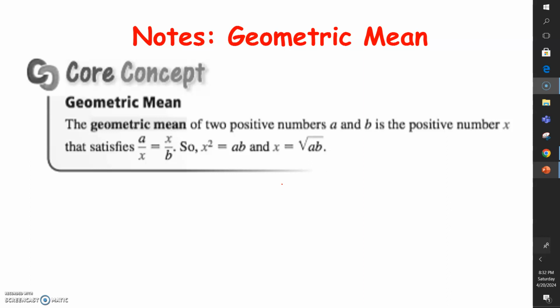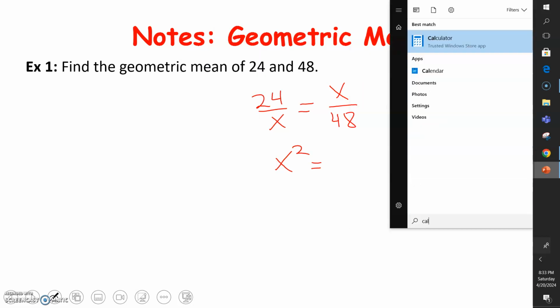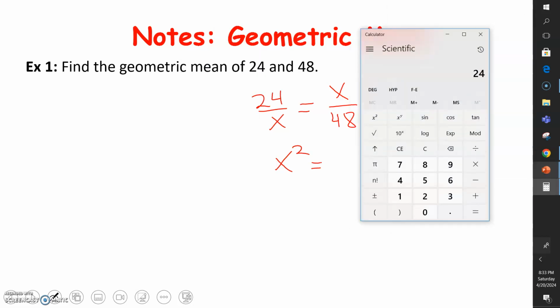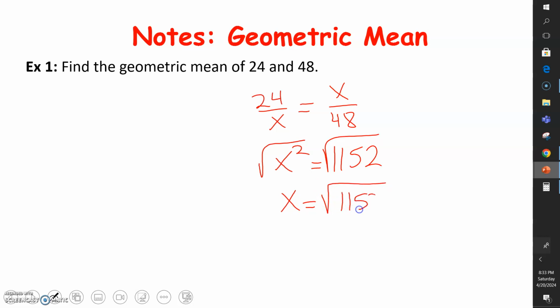So if we want the geometric mean of 24 and 48, we're finding the number x such that 24 over x is equal to x over 48, or x squared is equal to 24 times 48. So we have 24 times 48, 1,152. And then we want to solve for x, so we'll square root both sides of this equation, and x is the square root of 1,152.